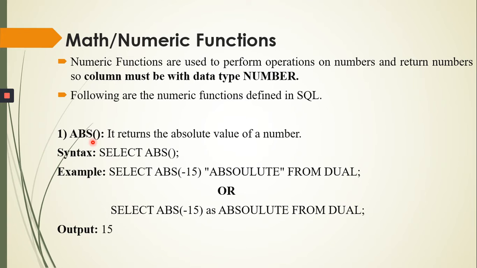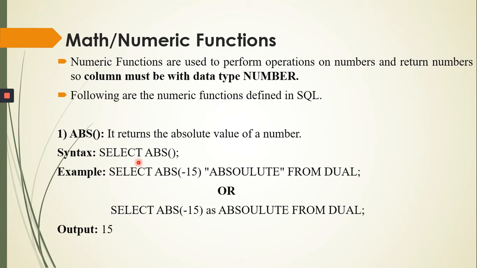The first function is absolute, the function is ABS. A function always starts with a bracket and ends with a bracket. It returns the absolute value of the number. If we give any input, it will give the absolute value of the input value.